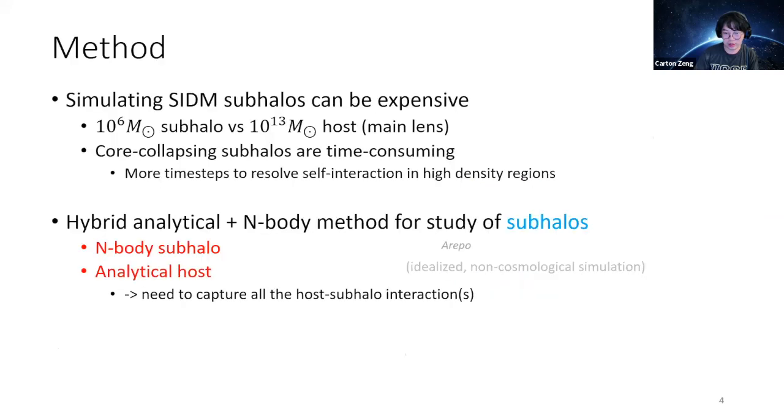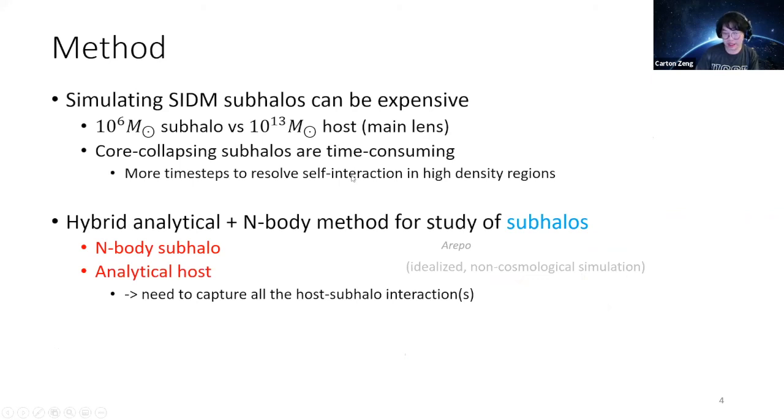Okay, so about our work, we know that simulating SIDM subhalos can be expensive, first because simulating subhalos itself can be expensive, especially if you want to go down to subhalos of 10^6 to meet the upcoming surveys. If you want to resolve subhalos down to 10^6, well, your whole system is about 10^13, so you are wasting a lot of power in simulating the host in particle form.